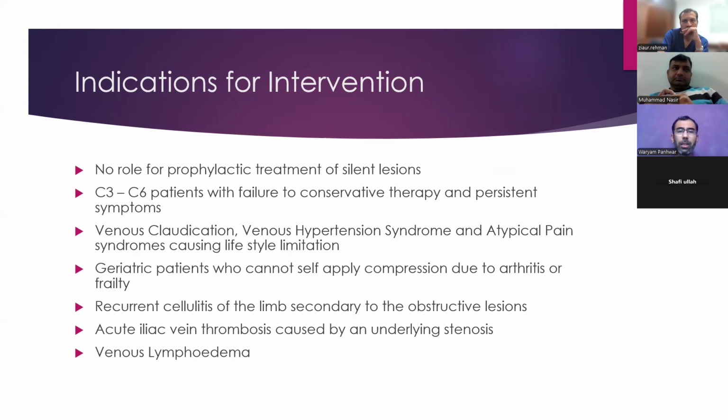Then geriatric patients who cannot self-apply compression due to arthritis or frailty, recurrent cellulitis of limbs secondary to obstructive lesions, acute iliac vein thrombosis caused by an underlying stenosis, and phlebolymphedema. These all come in the indications for intervention for patients with post-thrombotic syndrome.